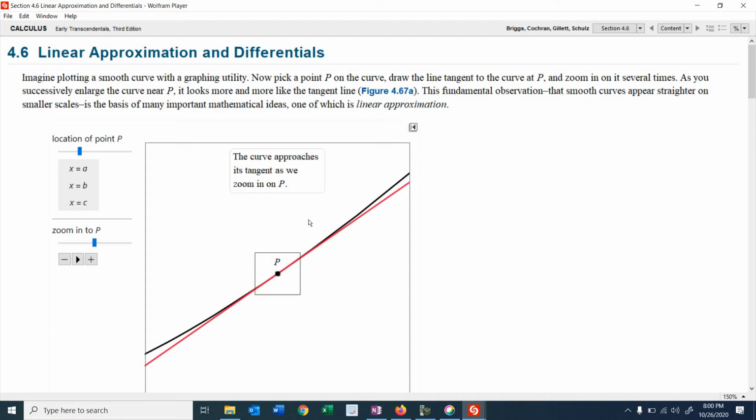Okay, so the question is, what line are we going to use to make that approximation? And the obvious answer is we're going to use the tangent line at this particular point P. Notice that the more we zoom in on P, more and more the function begins to look like that tangent line at the point P. Okay, so we're going to come up with the equation of that tangent line, and we're going to use that to approximate the function for points near P.